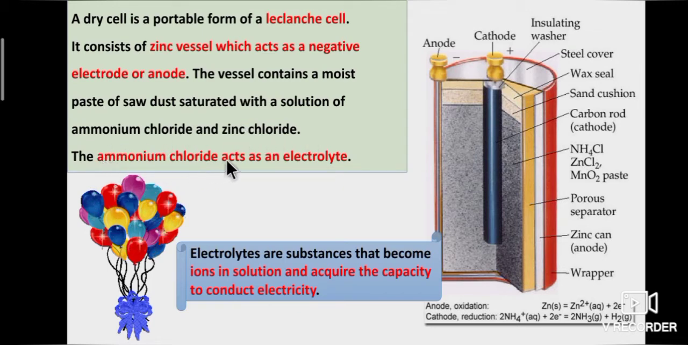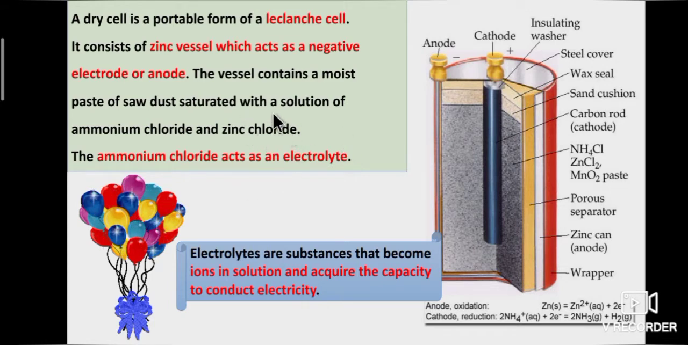The ammonium chloride acts as an electrolyte. What is an electrolyte? Electrolytes are substances that become ions in solution and acquire the capacity to conduct electricity. So the solution with the capacity to conduct electricity is called an electrolyte.